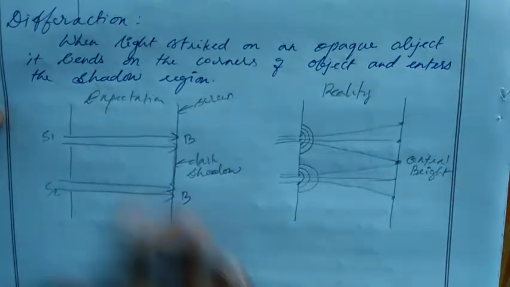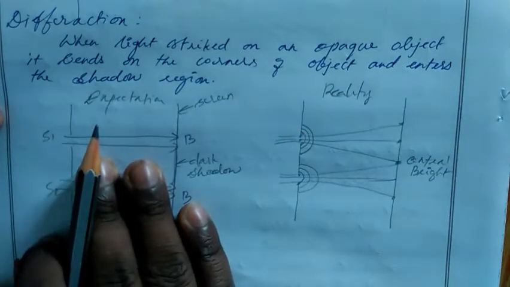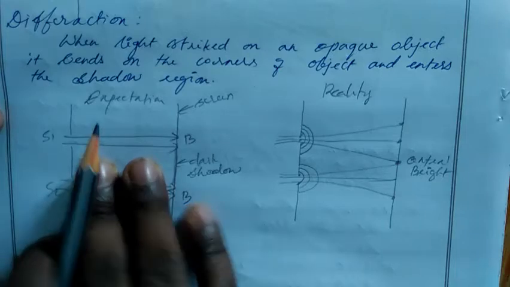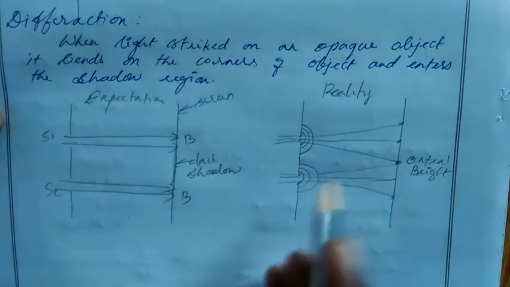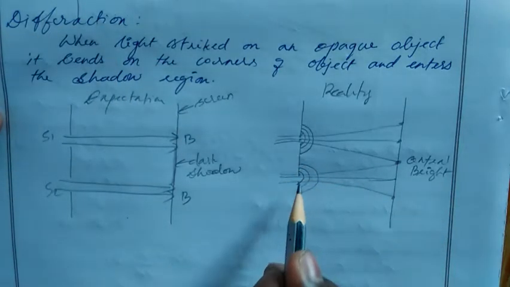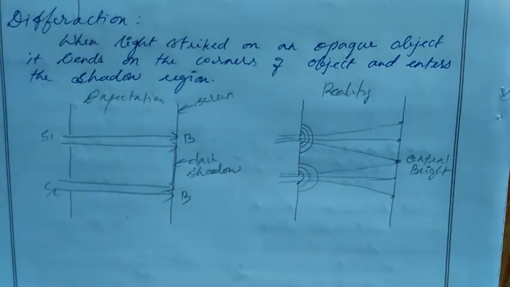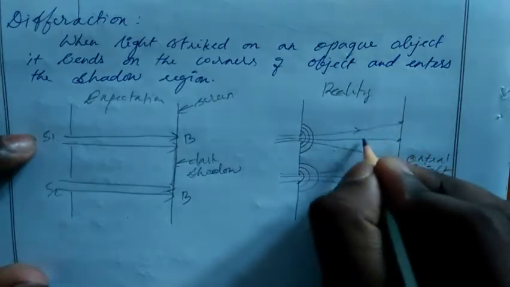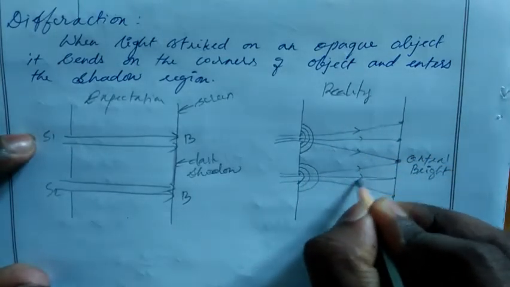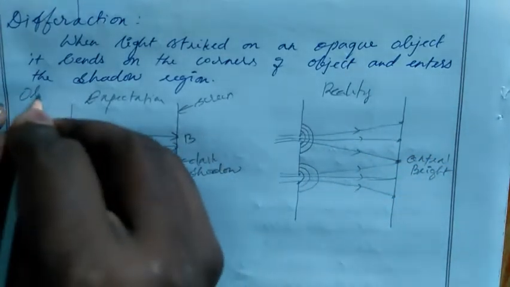This is our reality. This is what was actually supposed to happen, but because of diffraction, the light wave bends at the corner, hence it goes towards the shadow region. So this process is known as diffraction. We can say this is observation 1.